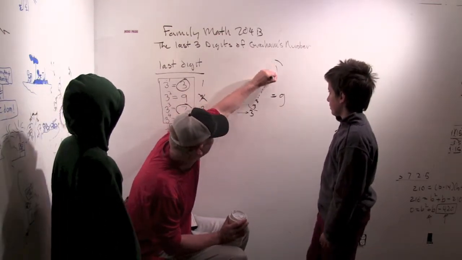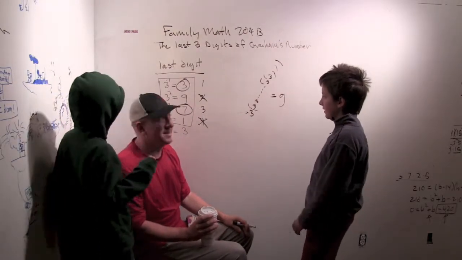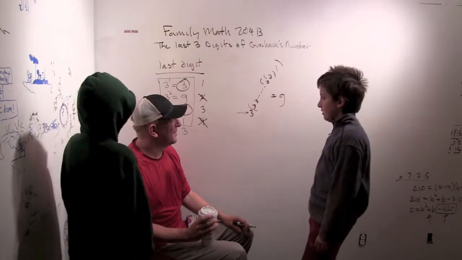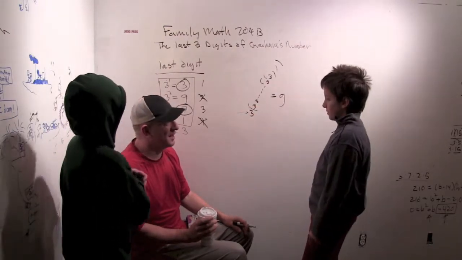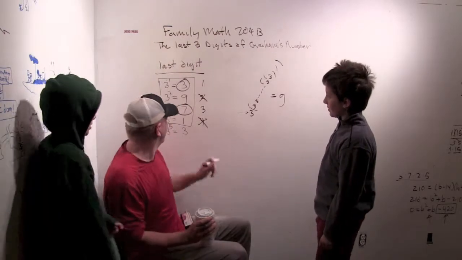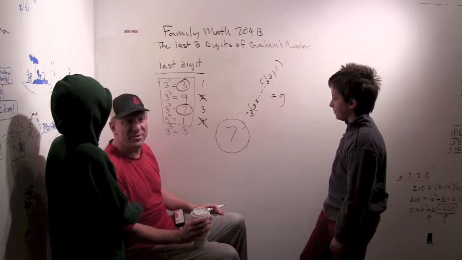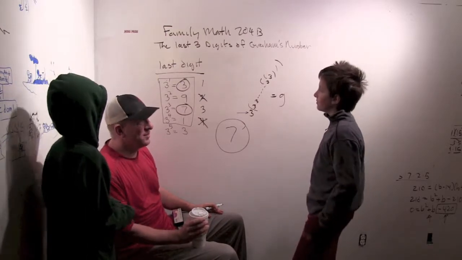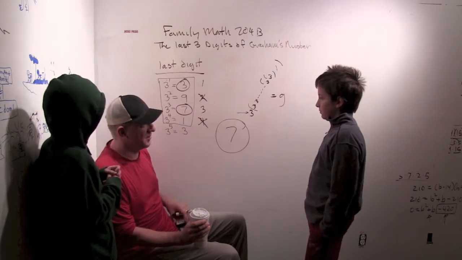Now I have to evaluate. It's the exact same thing. So what's going to happen? It's eventually going to get down to 3 to the 3, which is 27. So what's the last digit of Graham's number? 7. We just figured out the last digit. Wow. Now we're going to have to go to the computer to figure out the tens digit, okay?